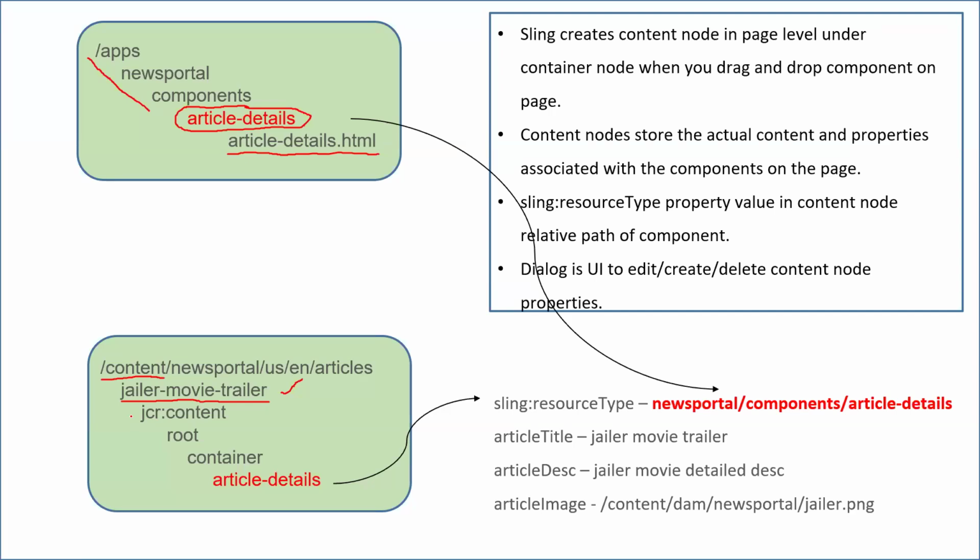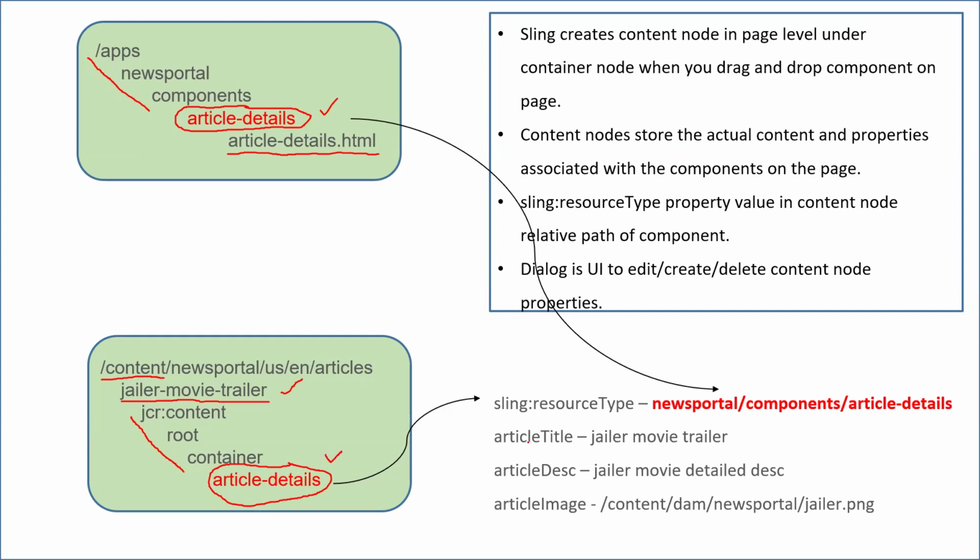Inside this page, multiple child nodes are required. jcr:content, root, and container are mandatory child nodes. Under container, article detail is the content node. This content node name and component name may be similar or different. We can even give it a different name. So here the name of the node is not important.